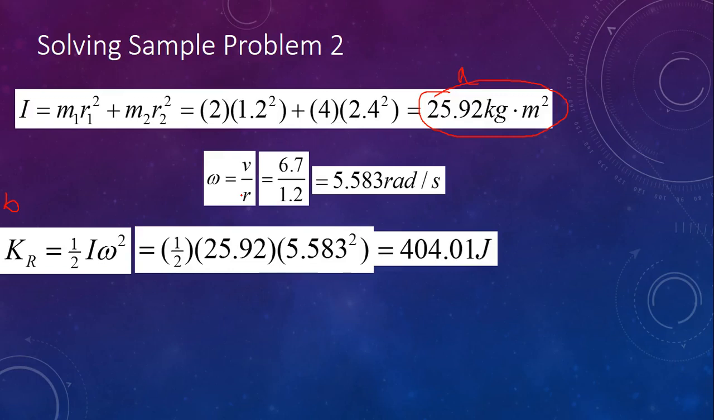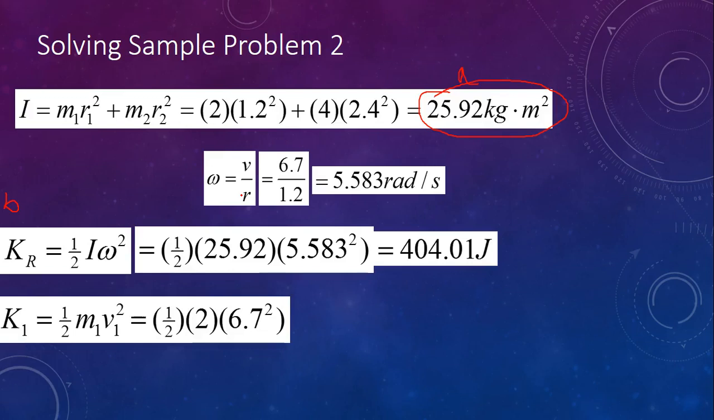Now, I wanted to give this problem to point out why the formula for kinetic energy works. You could also find the kinetic energy of the two balls separately and then add them together. So let's do that. The kinetic energy for ball 1 will equal 1/2 times m1 times v1 squared. So you plug all that in and you get 44.89 joules.